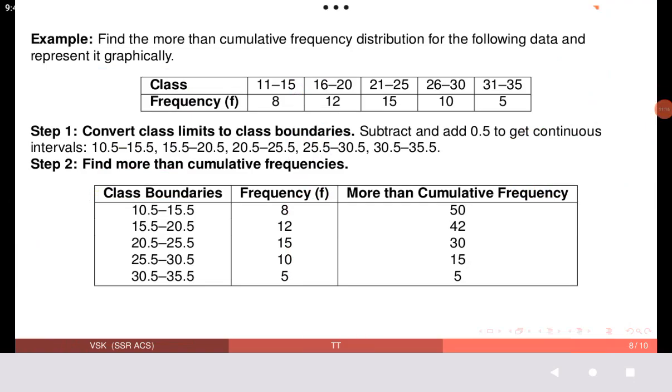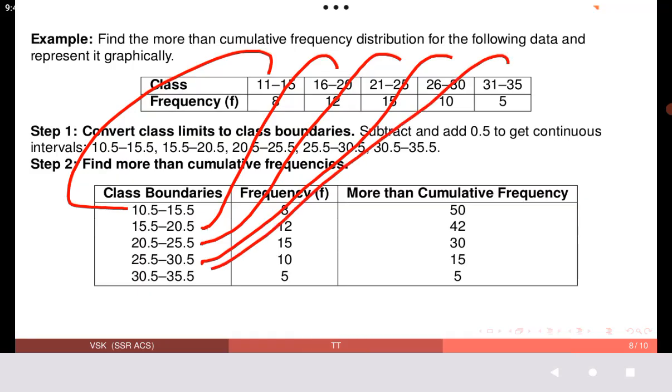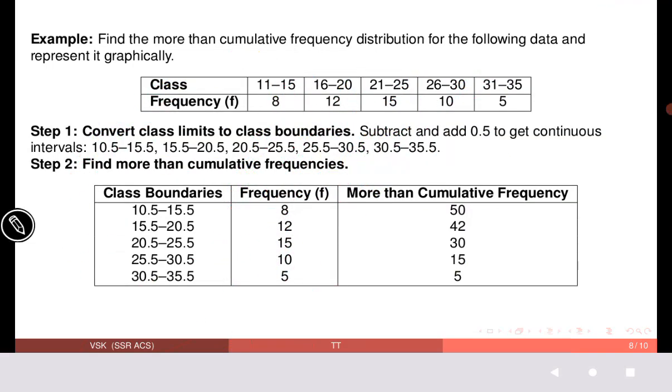So this first will become 10.5 to 15.5. Second will become 15.5 to 20.5. Third will become 20.5 to 25.5. Fourth will become 25.5 to 30.5. And fifth will become 30.5 to 35.5. So first of all, we'll convert this class limit into class boundaries. Then we'll write frequency as it is.